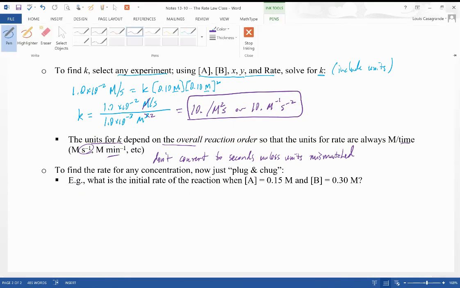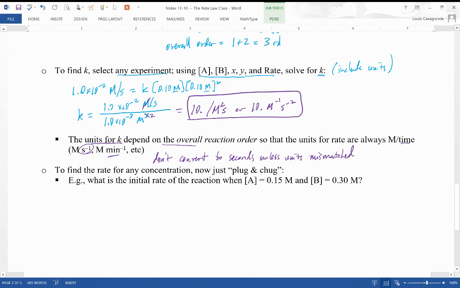All right, now that we have our rate law and we have the K, now we can plug in to find out what the reaction rate will be if we've changed the A concentration to 0.15 molar and the B concentration to 0.30 molar. So let's bring down our rate law. Rate is equal to K times the concentration of A times the concentration of B squared. And so let's plug in for K, 10 per molar squared per second, times the concentration of A, 0.15 molar, and the concentration of B, 0.30 molar quantity squared.